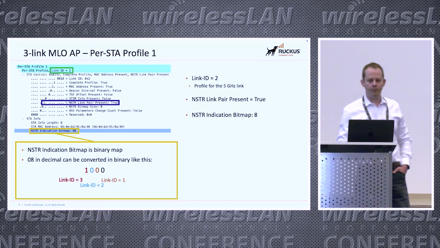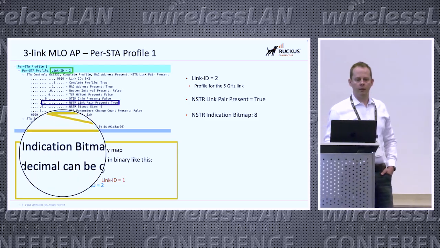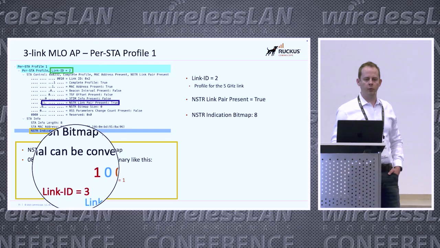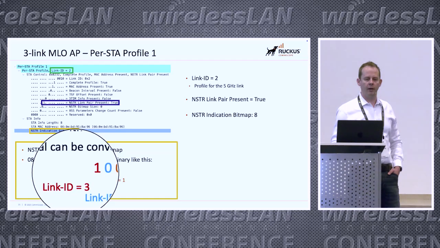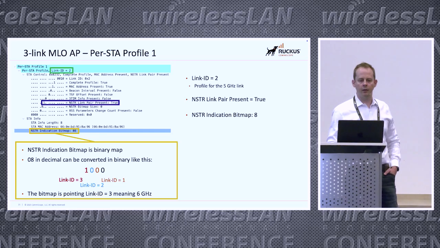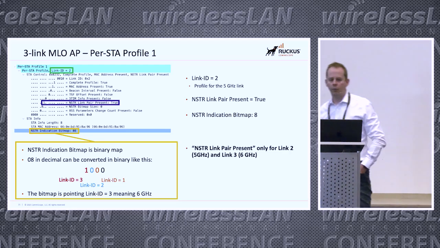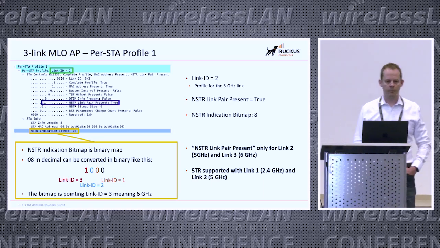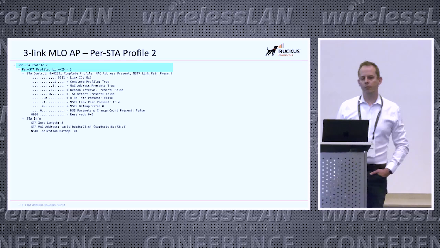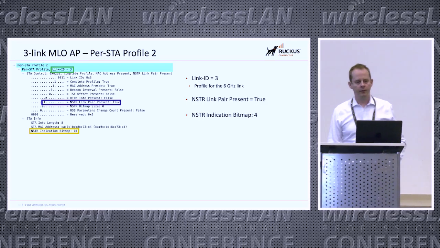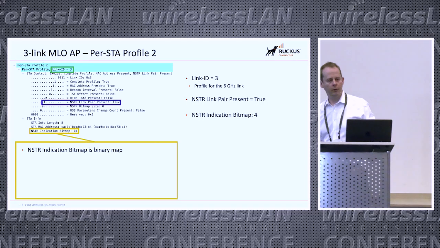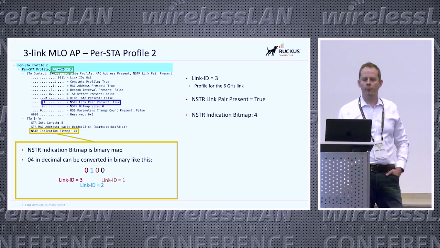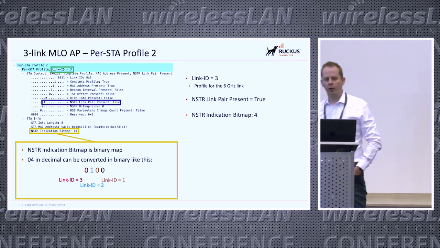So here, what the system tells you is that with link ID number 2, you're not going to be able to do STR with link ID number 3. So basically, no STR with 5 and 6, and then STR is supported with 2.4 and 5. For the second profile, it's exactly the same thing, except that here the bitmap value is 4, and so we are pointing to link number 2 from link number 3 to say that STR cannot work with that one.